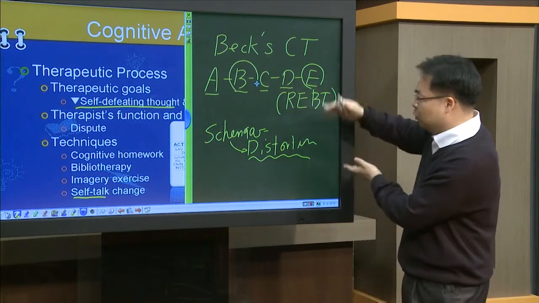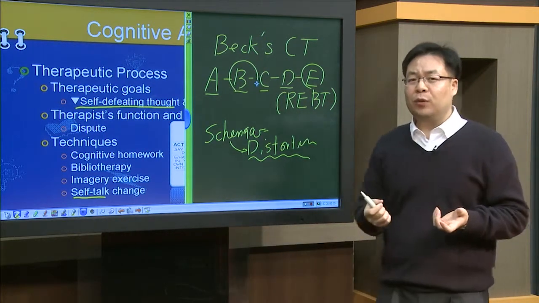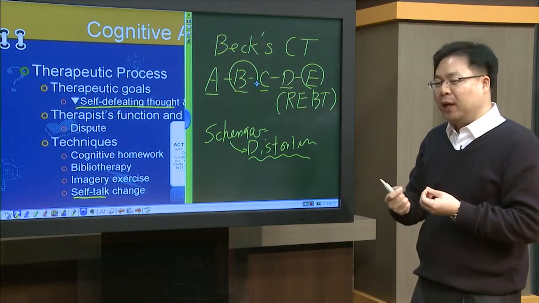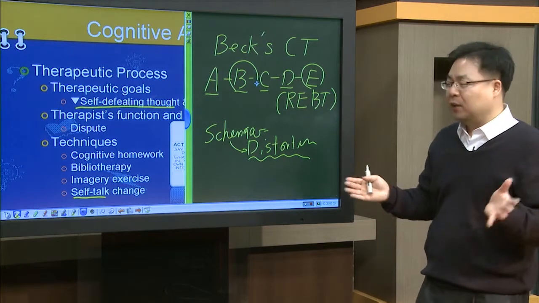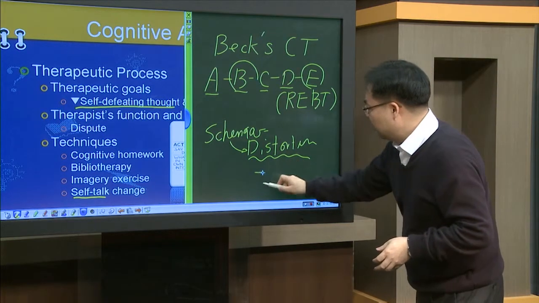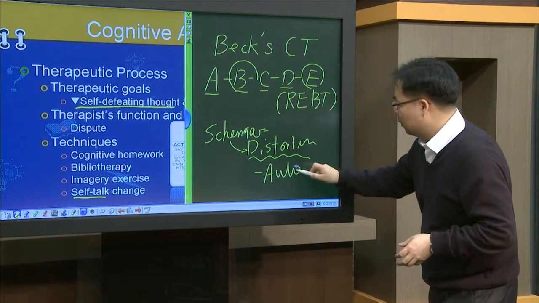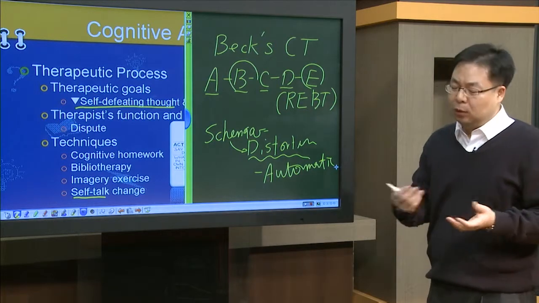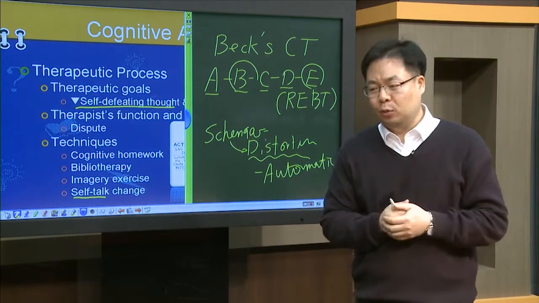If we compare two theories, for example, overgeneralization, we have a tendency to apply what we learned to the old situation, and then it is related to automatic thought. Oh, I will be failing again, this one.